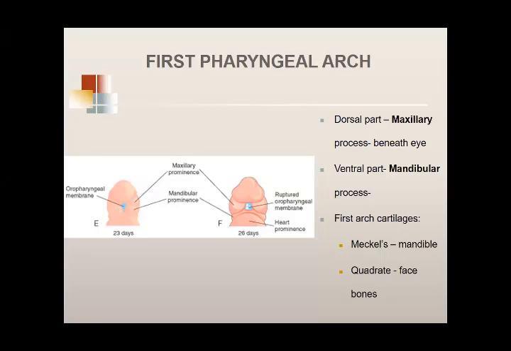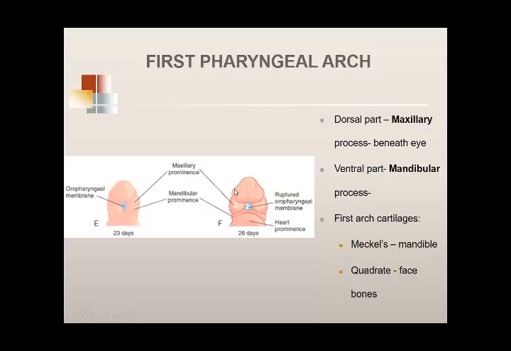अच्छा जी, first arch divides, has two prominences. I mean, you could say it splits into two. ये two prominences जो है, एक maxillary prominence है, एक mandibular prominence है. ठीक है? Maxillary prominence, ये देख लीजिए.